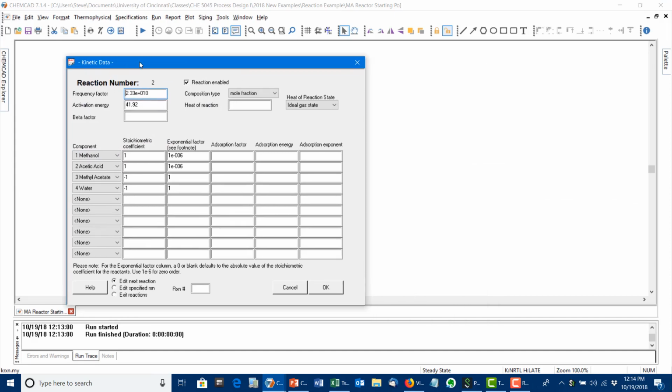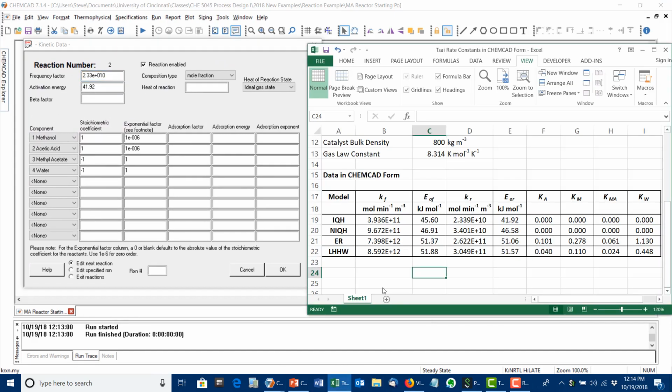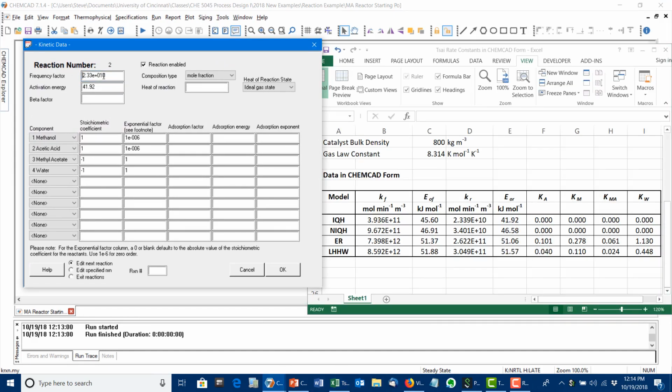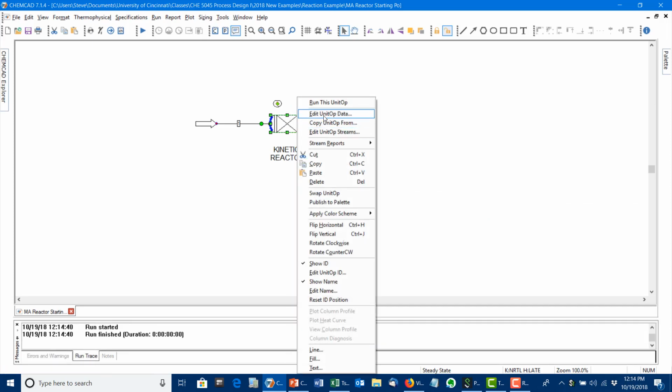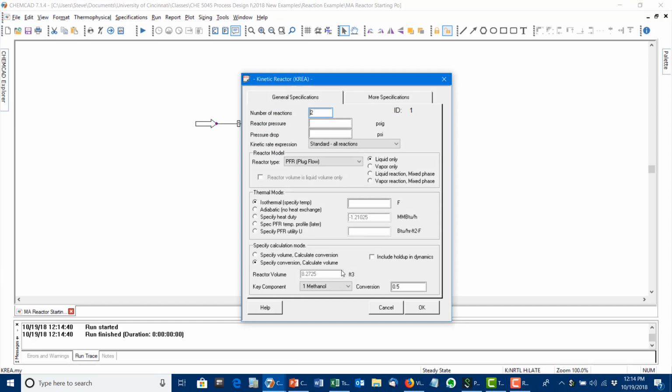Similarly, for the second reaction, we can change the pre-exponential factor to 3.401 times 10 to the 10th. The composition type is now activity, and the activation energy is 46.58. So let's run this. And what we see is now that the reactor volume is 8.3 cubic feet.